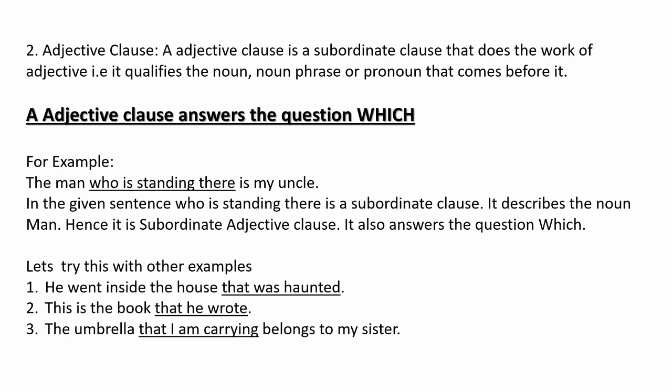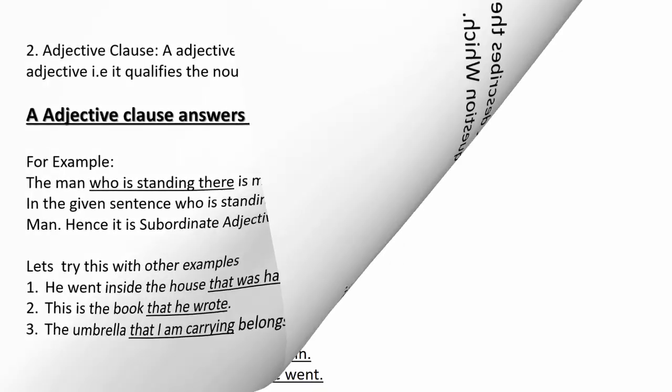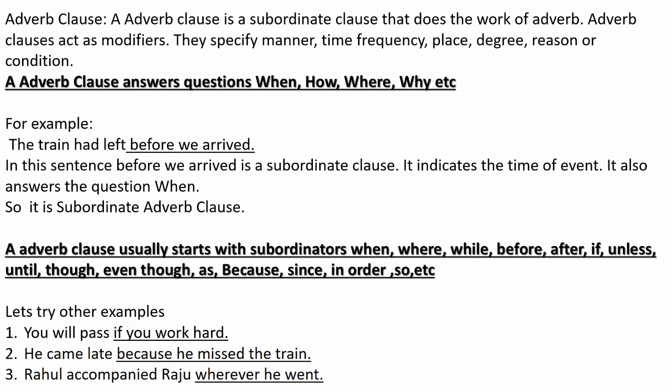Which umbrella belongs to my sister? You will get the answer that I am carrying. So all three are the examples of adjective clause. Adverb clause. An adverb clause is a subordinate clause that does the work of an adverb.